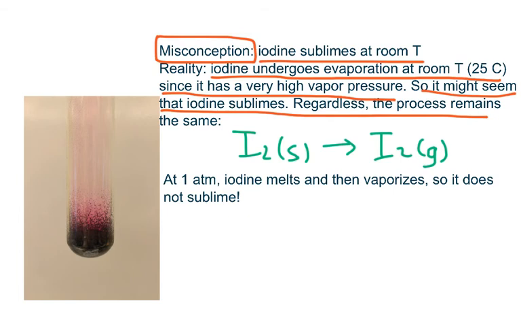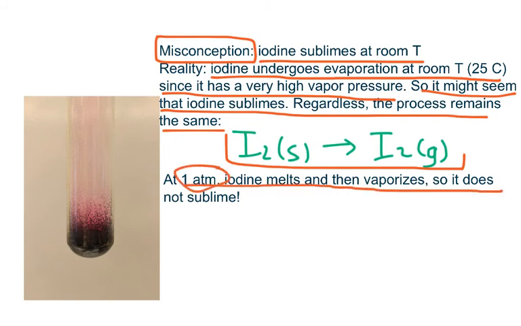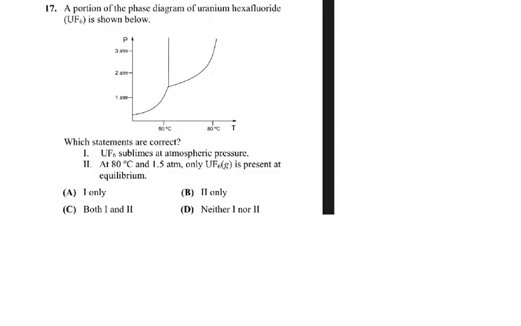So regardless, the process remains the same, either if it evaporates or sublimes, because in the end, all that's happening is that a solid is turning into a gas. Now, in reality, iodine actually melts and then vaporizes at 1 atm, so it does have a normal melting point and a normal boiling point, so it does not sublime at 1 atm. And let's move on to do a question now.